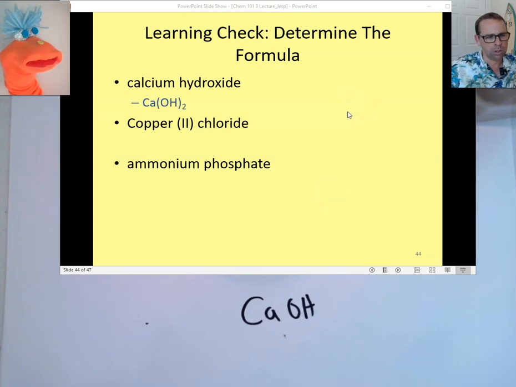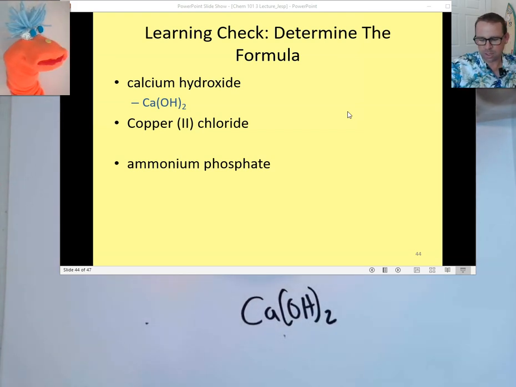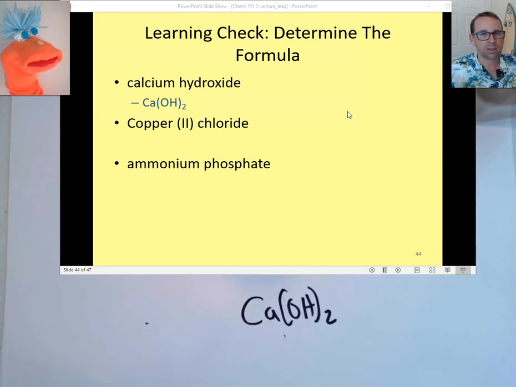Okay. Want to check this out, see how we did? Oh, no, yeah. Calcium has a +2 charge, so you need 2 hydroxides. Is that important? Yeah, it probably is. It will be very important. So we have to make sure we always think about the charges on the ions before we just write down the chemical formula. All right, copper 2 chloride.